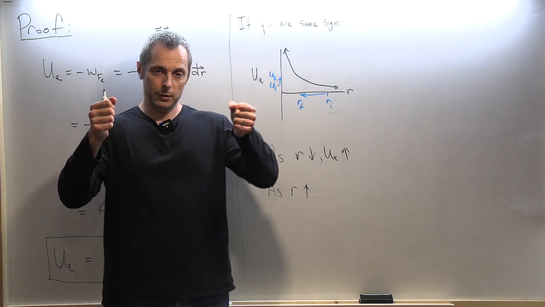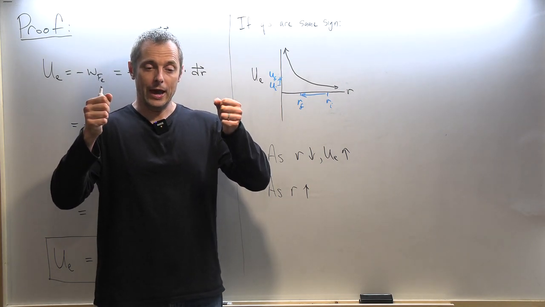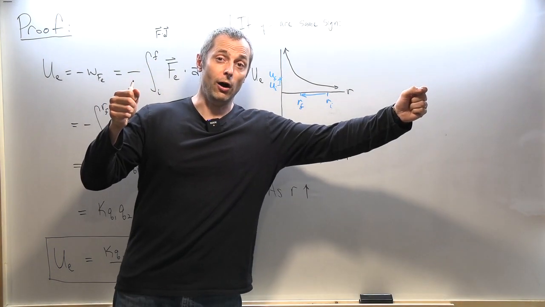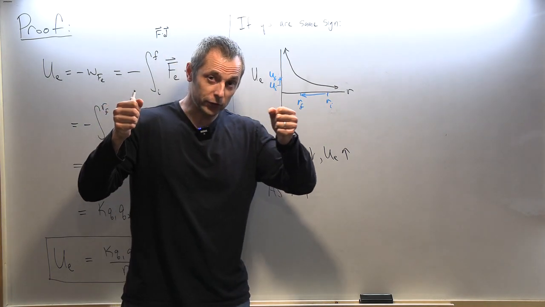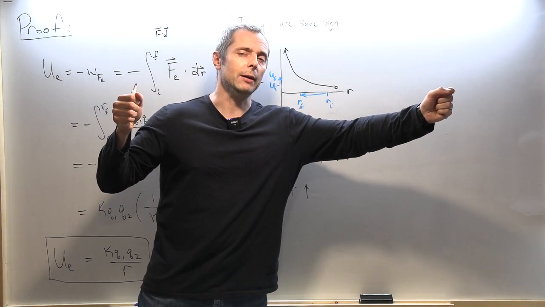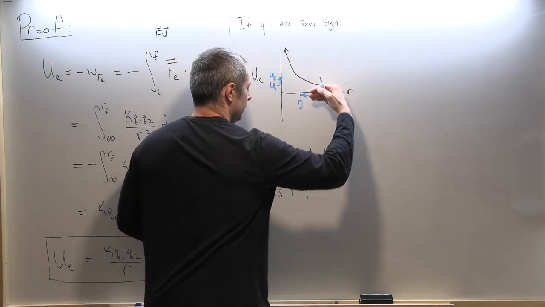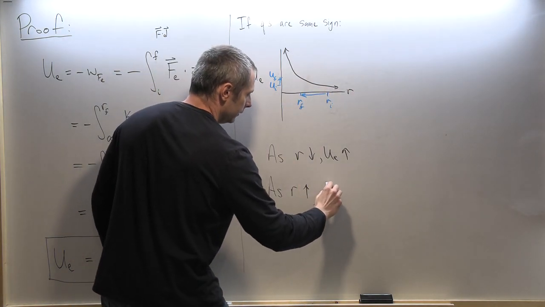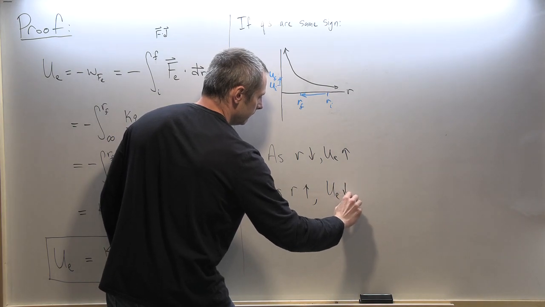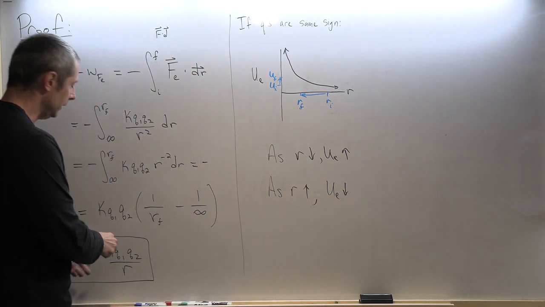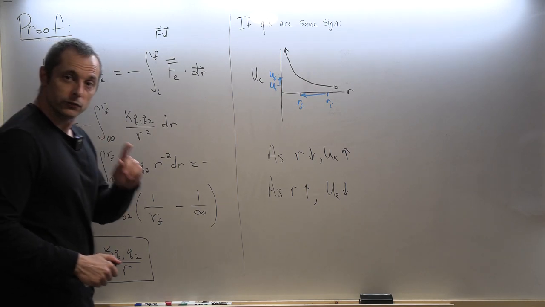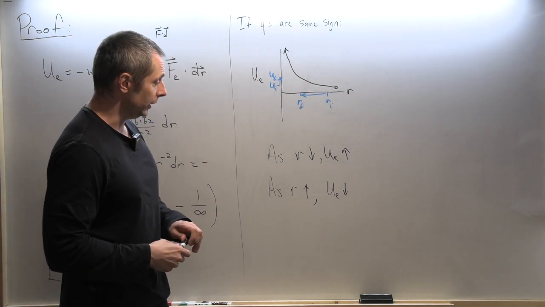So when I have proton, proton, or electron, electron, and I let it go, it's like falling. So potential energy is going down and kinetic energy is going up. And that's what we see: when the radius gets bigger, the potential energy gets smaller. So the formula is so far consistent with our understanding of potential energy.